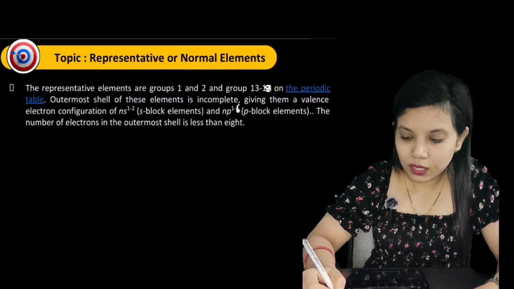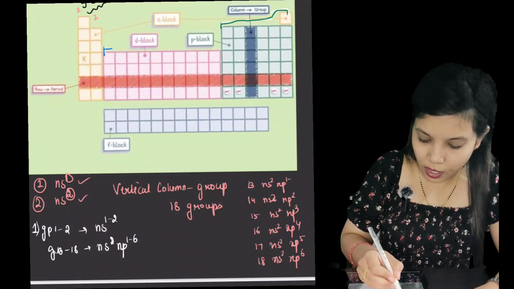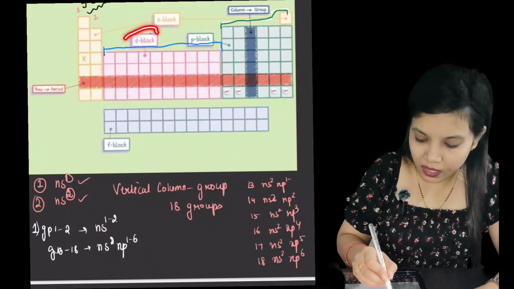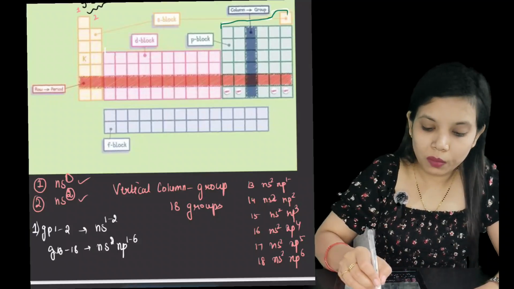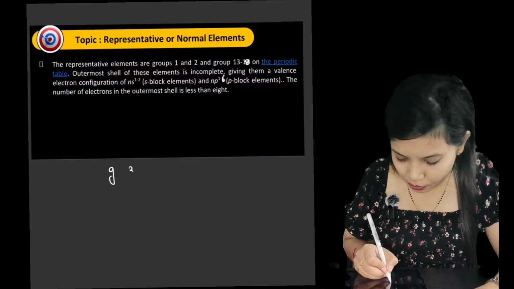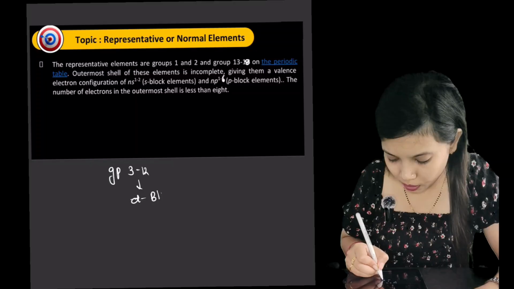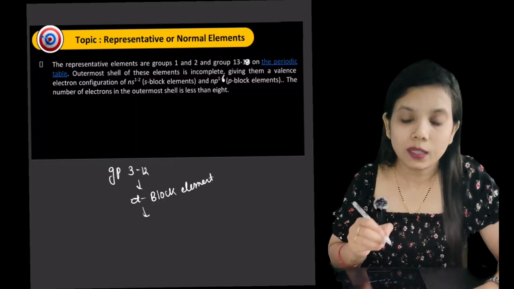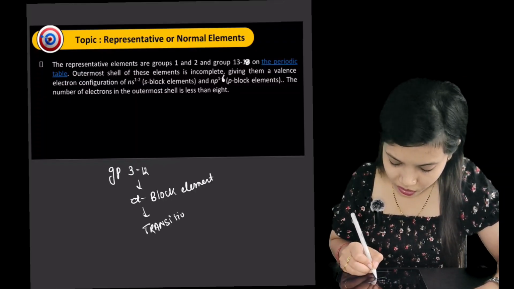Okay. Now you can see in this diagram that from this one to this one, student, group number 3 to 12, what are they called? Basically they are called D block elements. What are we calling them? We are calling them D block elements. So I will write here that group number 3 to 12 are known as D block elements. These D block elements are also known as what? They are also known as transition elements. What do we call them? We call them transition elements.